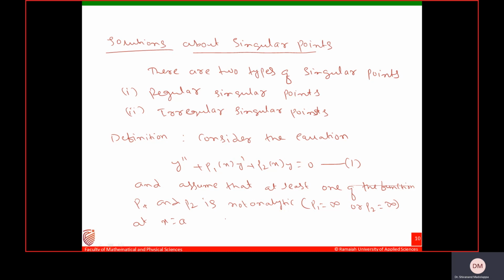At x is equal to a, it's a singular point of equation 1. So now we come to know what is meant by a singular point. For example, in this equation, either p1 or p2 is infinite. If its value is infinite, then x is equal to a is a singular point of equation 1.